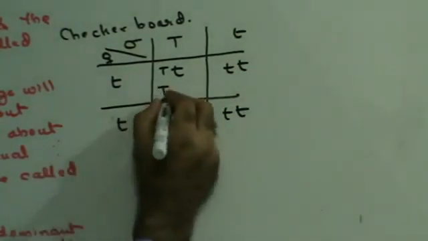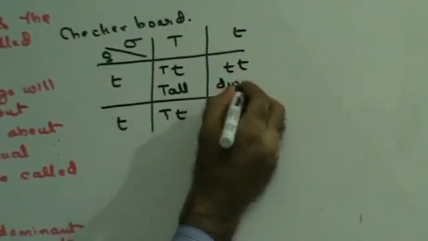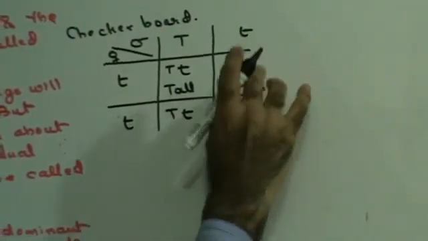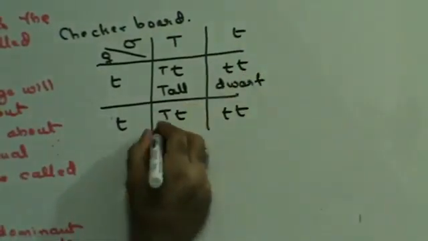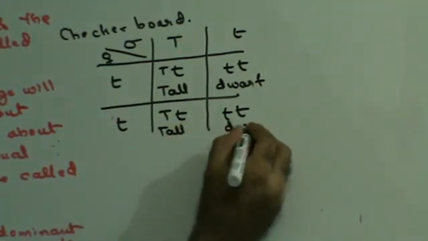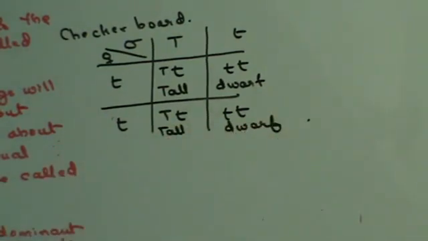So this will give you tall, dwarf, tall, dwarf. Right? 50% of the offsprings are going to be dwarf. Fine, do we get this thing here? Why do I need to study about backcross? Right?